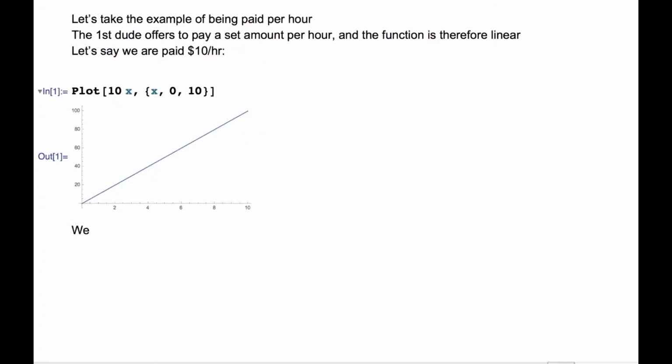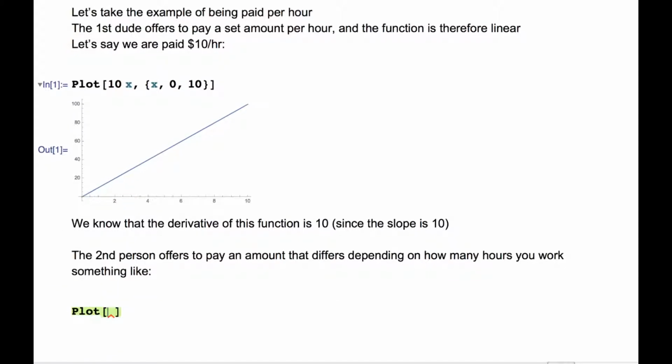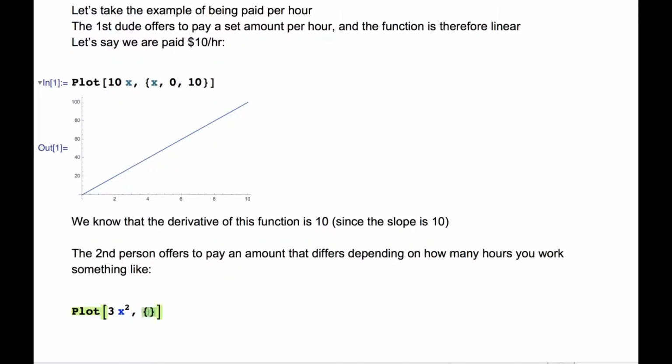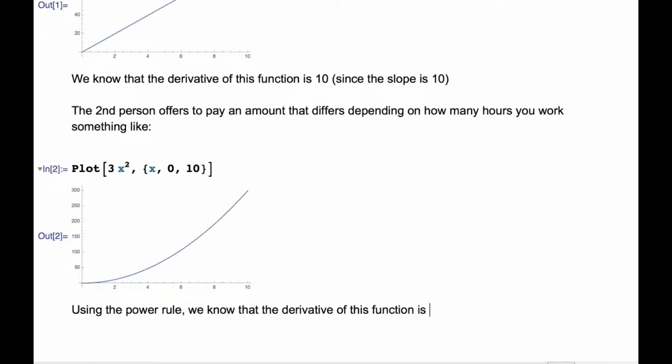Okay, so a pretty standard graph, and we know that the derivative of this function is going to be 10, because the derivative of a linear function is simply its slope. Now the second person offers to pay an amount that differs depending on how many hours you work for him. He says that the more hours you work for him, the better your rate will be every hour. Let's say that the function is 3x squared. Okay, so we can use the power rule, and we know that the derivative of this function is 6x because the constant is multiplied, so it's just 3, and then the derivative of x squared is simply 2x. Multiply those two together and you get 6x.